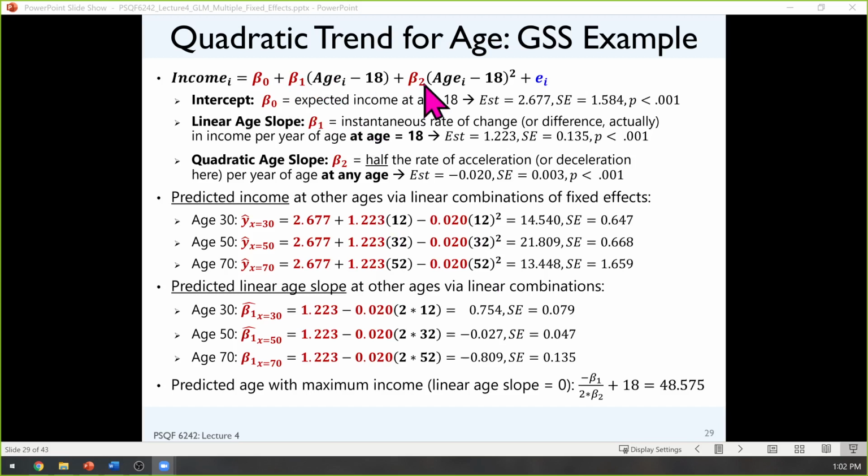Dr. Hoffman, can you go over why it's half the rate of acceleration one more time in the quadratic age slope? To use the quadratic slope to describe how the linear slope changes, you have to multiply it by 2, because what is provided to you directly is half the rate of acceleration or deceleration.